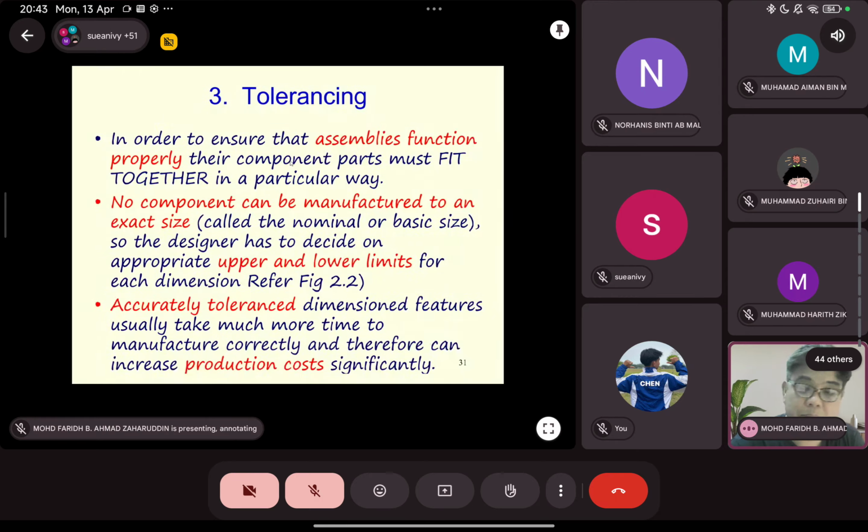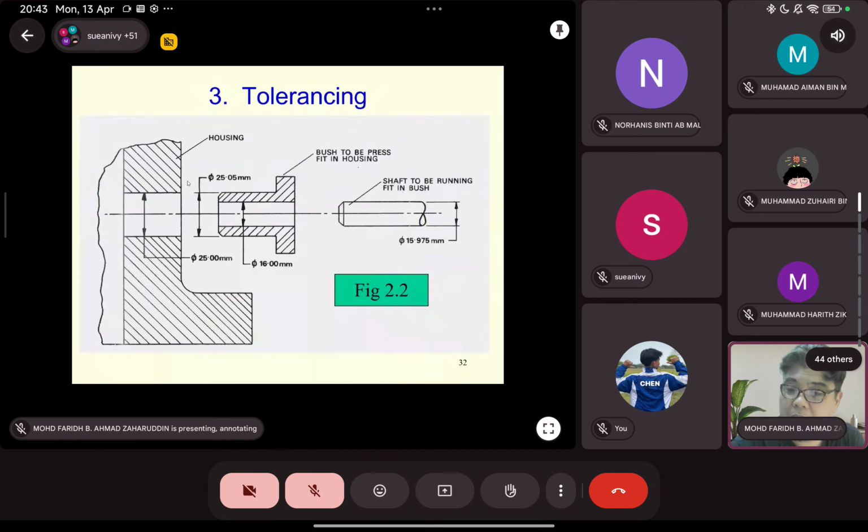Okay, right. So this is an example to show the tolerancing applied in this drawing. You can see this is the housing on the right.